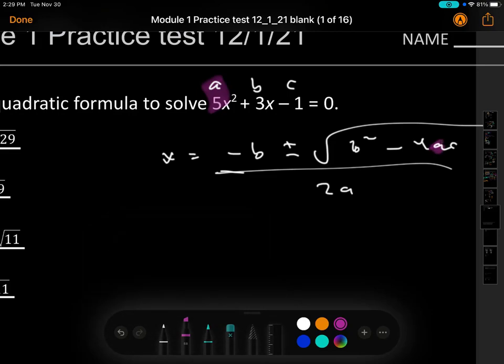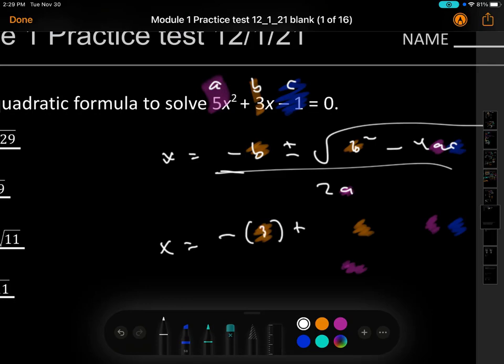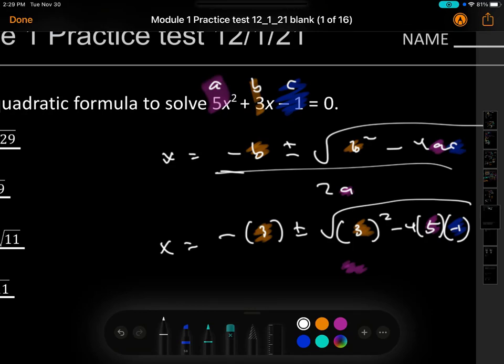So every a value, and then b is 3. Notice how I didn't highlight the negative sign there. And c value is negative 1. X equals 3 plus or minus the square root of 3 squared minus 4 times 5 times negative 1, all over 2 times 5.